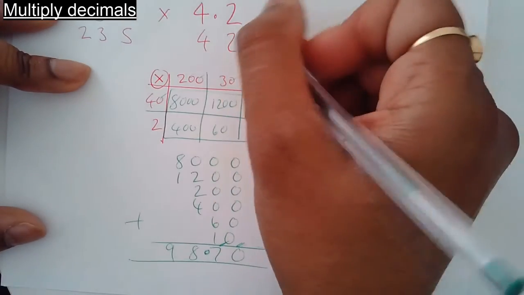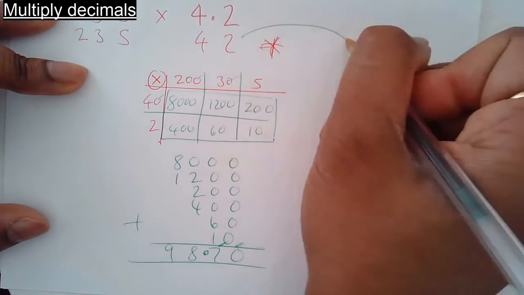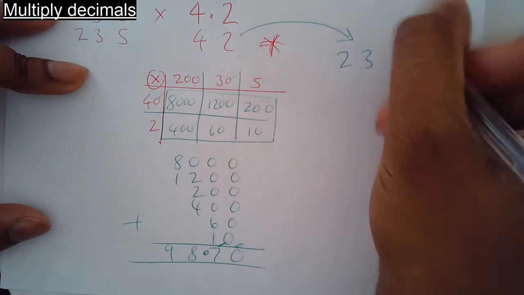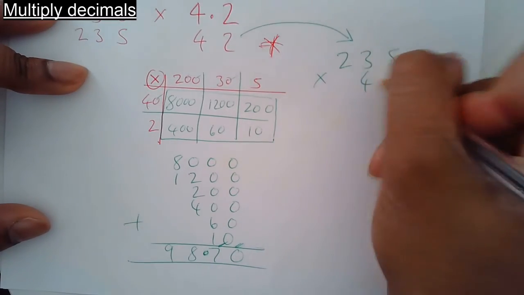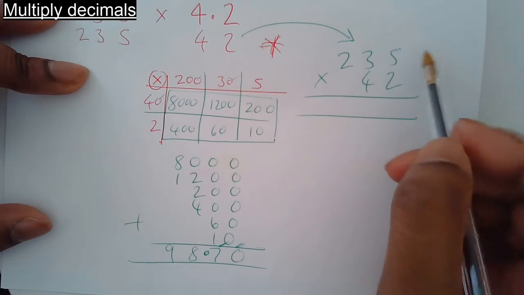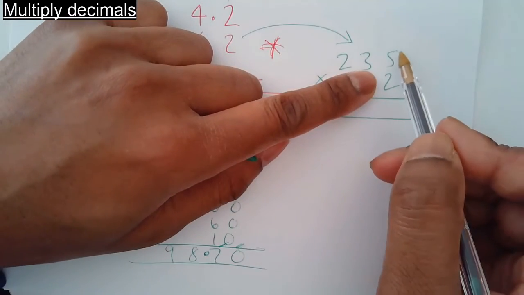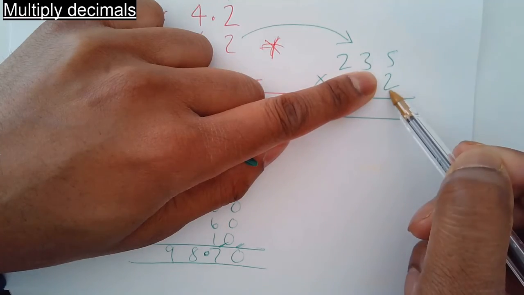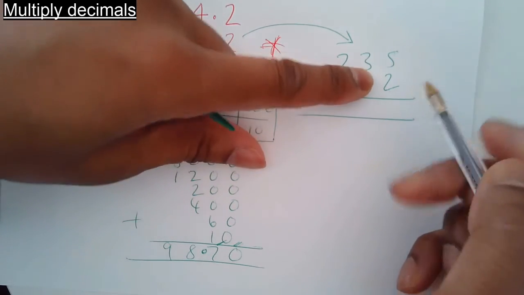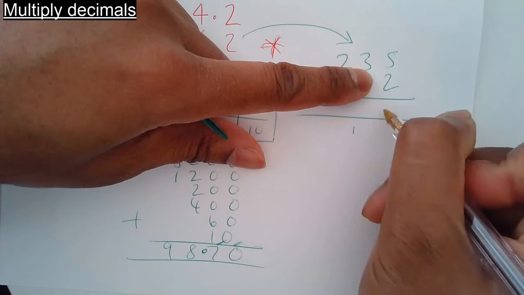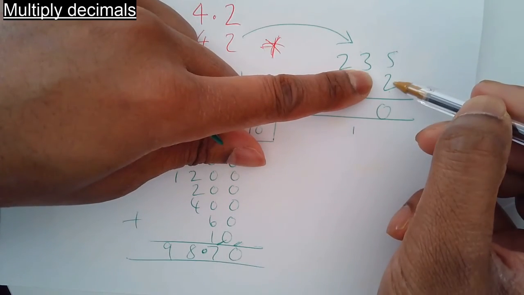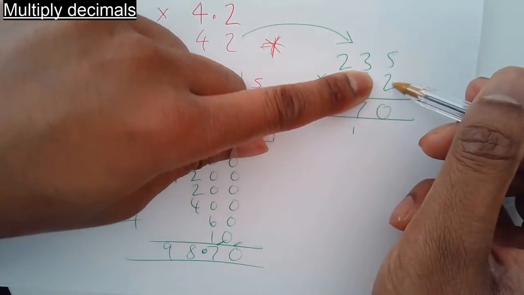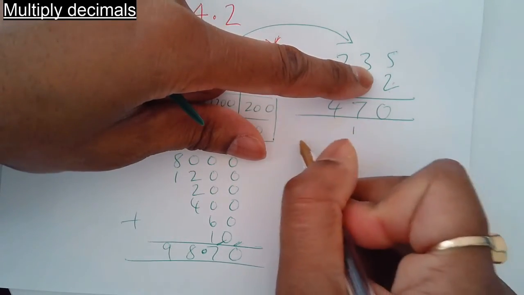Right. Some people prefer to use the column method. First of all, 5 will multiply by the 2, then the 3 with the 2, and then the 2 with the 2. 5 times 2, 10, carry the 1. 3 times 2 is 6, add the 1. And then 2 times 2 is 4. Next row.